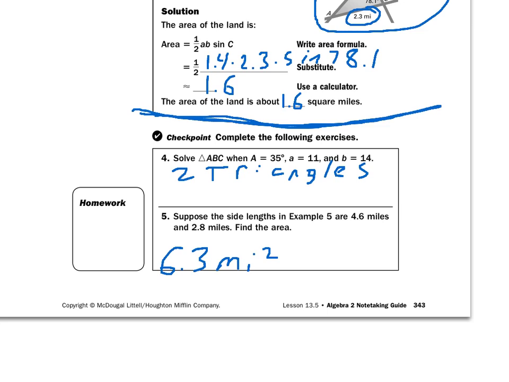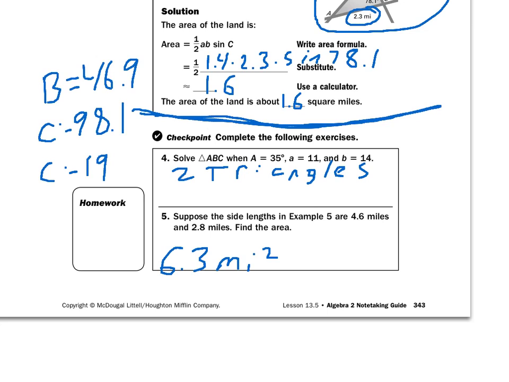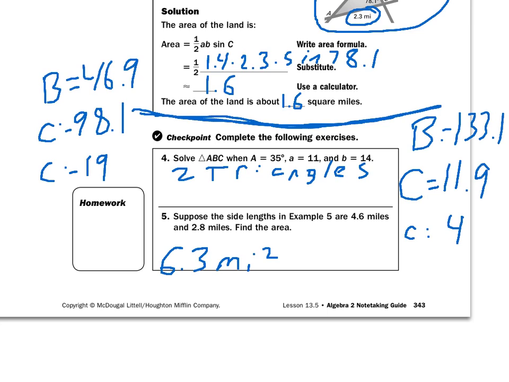On the first one, we had big B, big C, and little c we had to find. Big B was 46.9. Big C was 98.1. And little c was 19. On the other one, big B, big C, little c, big B was 133.1, big C was 11.9, and little c was the other answer. Alright, so that is 13.5, one lesson to go.